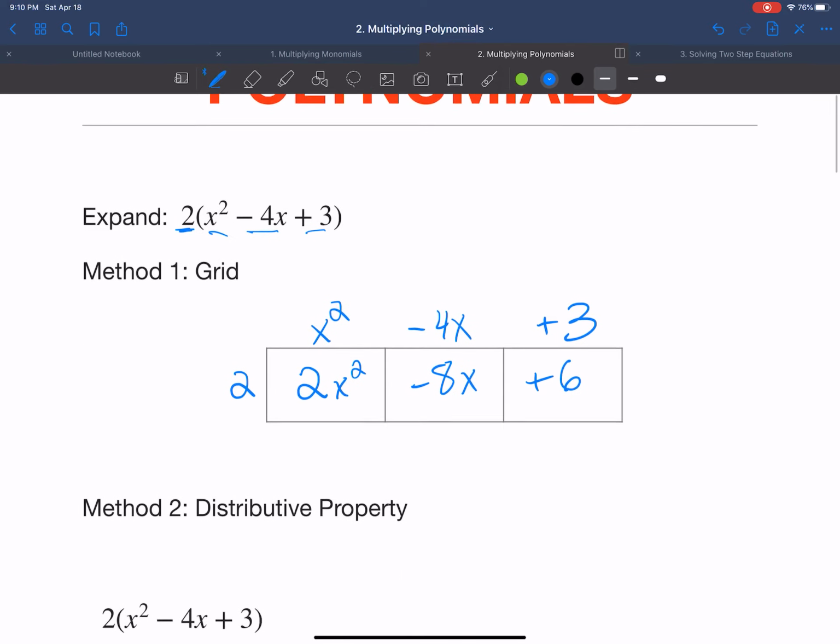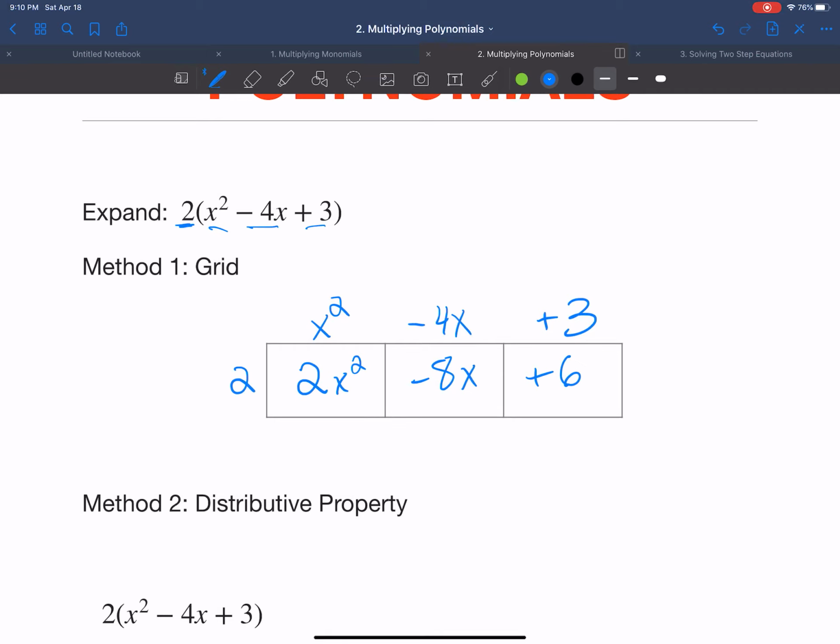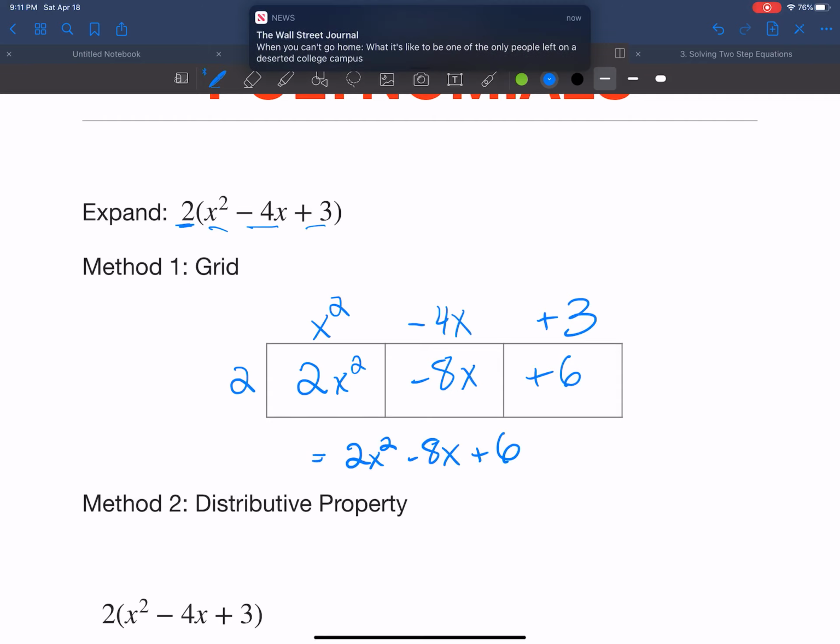And that's my answer. This grid here, whatever's in the box, tells me what my answer is: 2x squared minus 8x plus 6. Okay, so you have to write that statement at the end, what it's equal to.